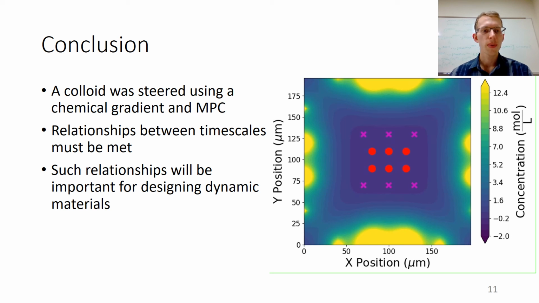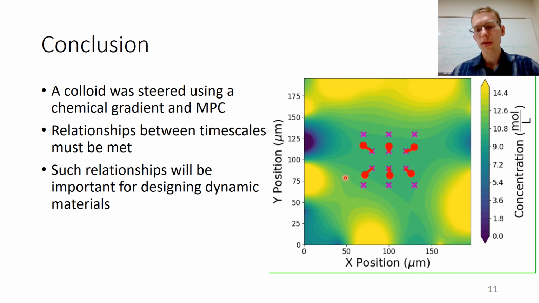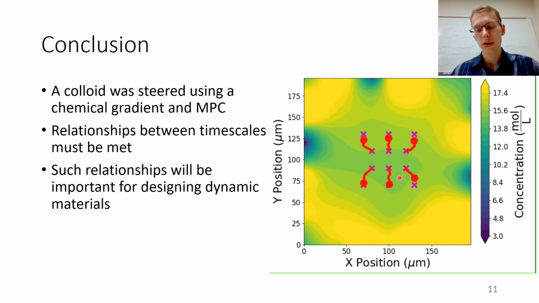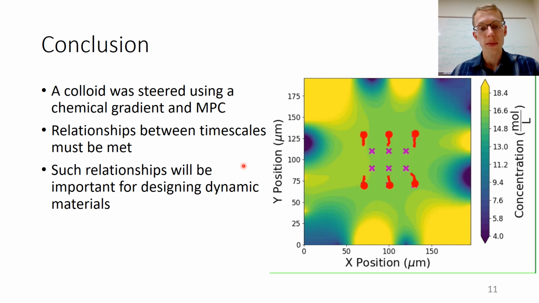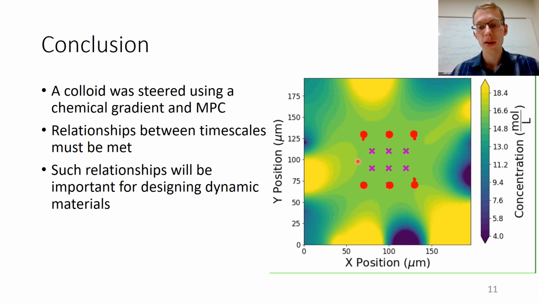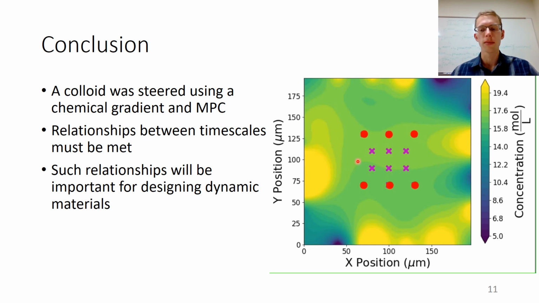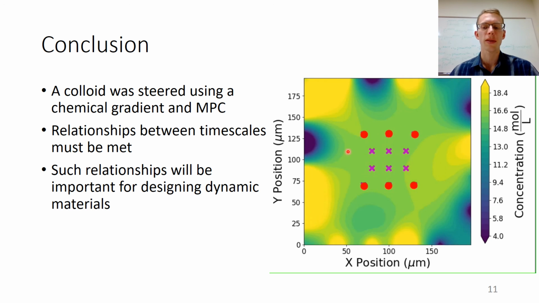In conclusion, we used model predictive control of chemical gradients to steer a colloidal particle on a target path. And it worked, but sometimes it doesn't work. In order to be able to reproduce a target path, certain relationships between the timescales need to be met. These relationships will be important for designing future dynamic materials. For example, this simulation is meant to represent a crystal structure changing lattice spacing. We applied our timescale relationships to make sure that it worked. And although there are still some problems to be solved, it looks like it has great prospects for the future.